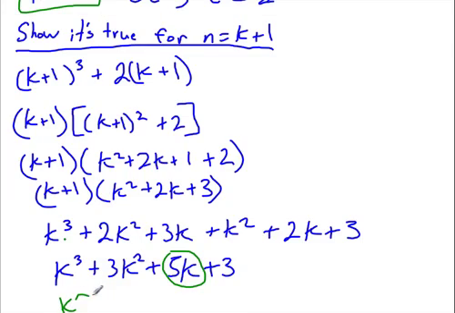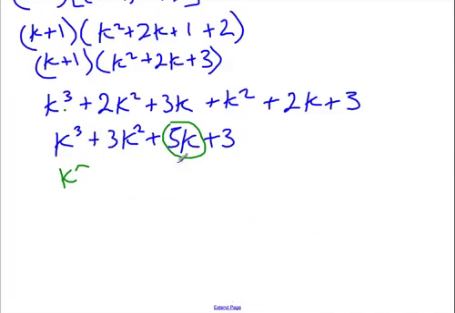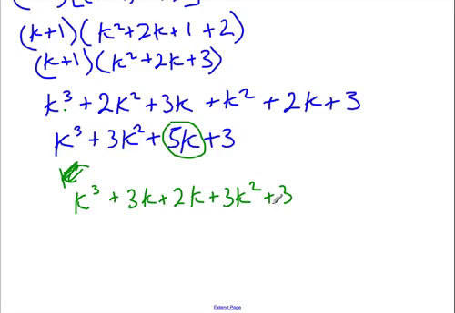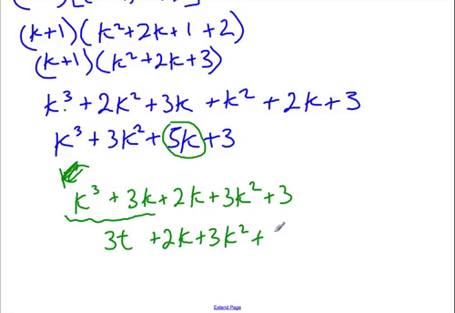So I'm just going to rewrite this as k cubed plus, and instead of 5k, I'm going to have 3k plus 2k, and then the rest is 3k squared plus 3. We saw previously that k cubed plus 2k is equal to 3t, so we have 3t plus 3k plus 3k squared plus 3. And if you look at this, this is quite obviously divisible by 3.